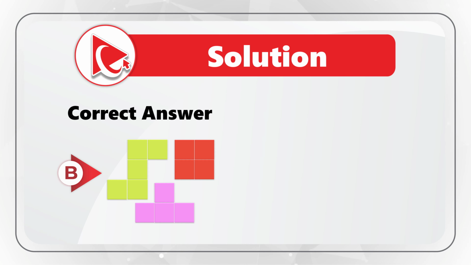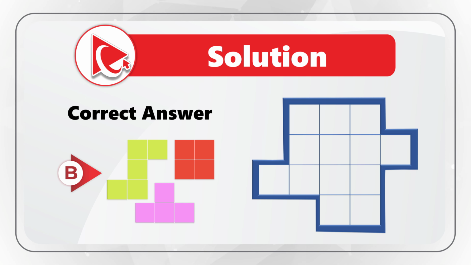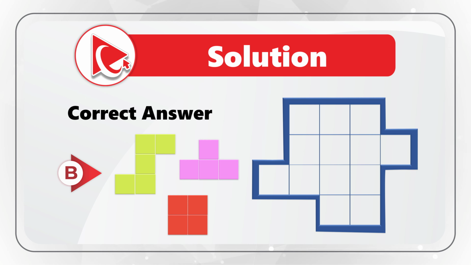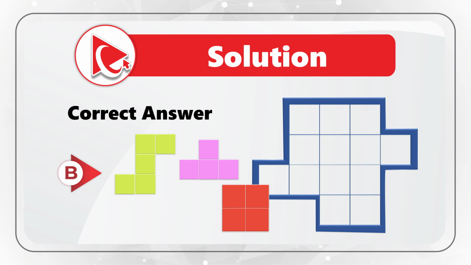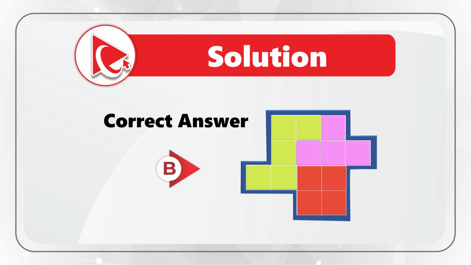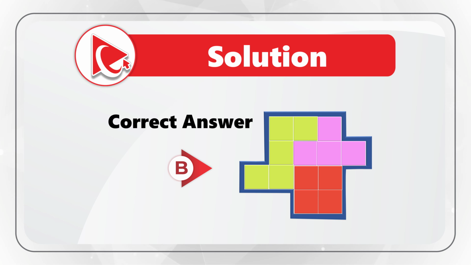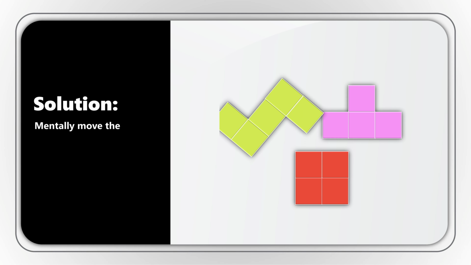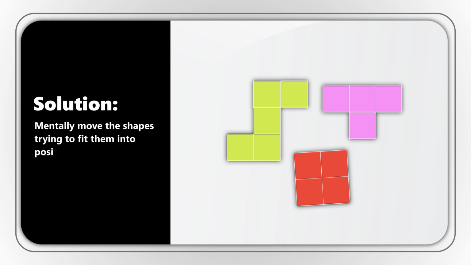I believe the correct answer here is choice B, and let me explain you why. If we rearrange shapes in the answer and try to fit them in one by one, we get into the perfect fit. Let's fit the first shape, second shape, and then the third shape. Do you see how it fits perfectly? Obviously, the trick is to mentally move the shapes, trying to fit them into position until you find the correct answer. And it's hard to do it during the test.